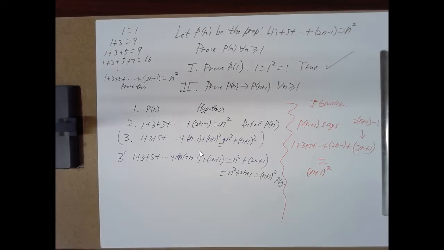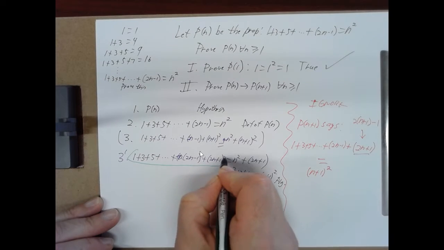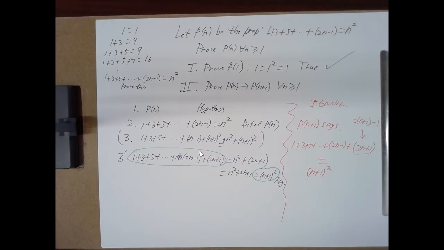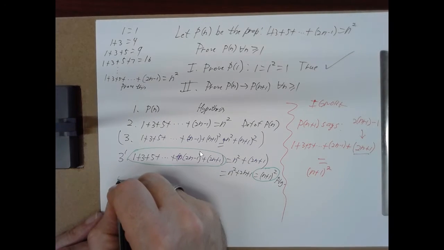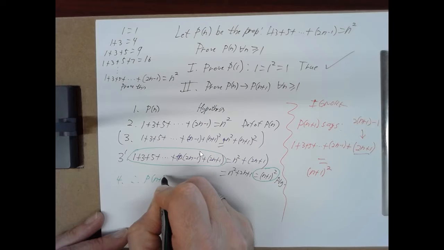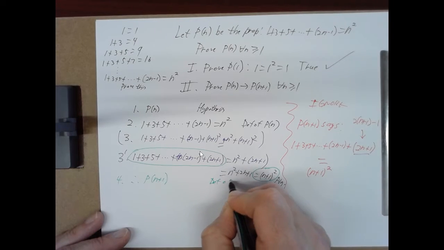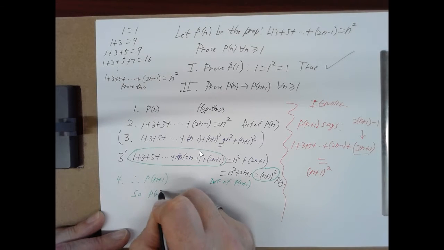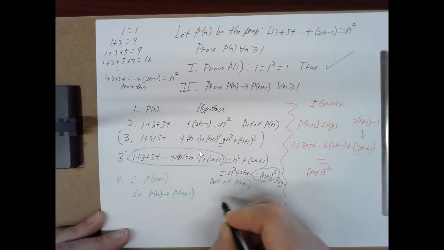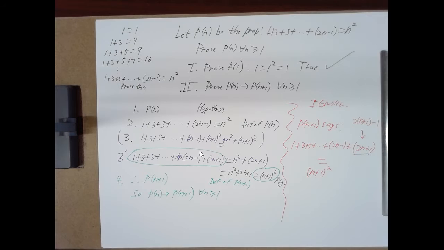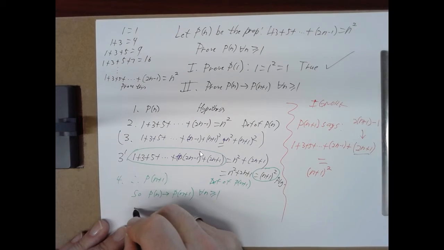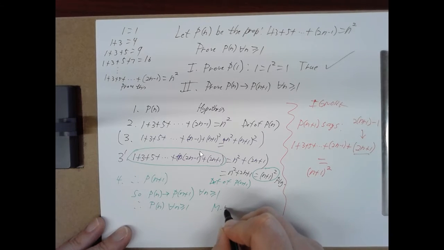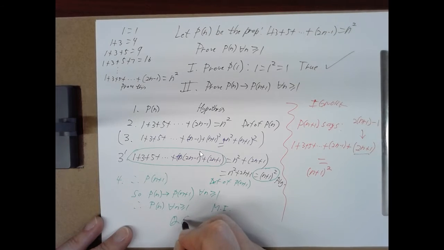But what have we shown? We've shown that this sum is equal to this. And that's exactly what P of n plus 1 says. So P of n plus 1 is true. That's the definition of P of n plus 1. So P of n implies P of n plus 1 for all n bigger than or equal to 1. Therefore, P of n for all n bigger than or equal to 1. The reason is mathematical induction, and that's what we were trying to show.